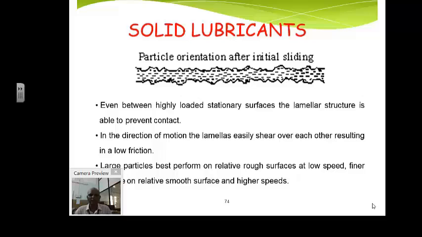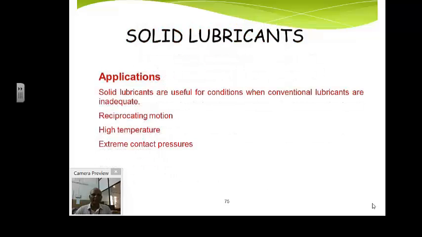Now, how do they function? They are able to carry heavy loads because they can shear in a lateral plane, whereas a transverse load can be carried. So in the direction of motion, the lamellas easily shear over each other, resulting in a low coefficient of friction. A solid lubricant is useful for conditions where conventional lubricants may not be adequate, and where there is reciprocating motion, high temperature, and extremely high contact pressures.